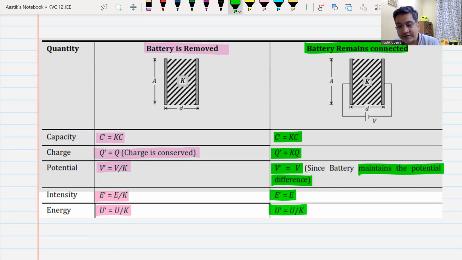Since the voltage remains the same and C becomes K times, the energy becomes K times. The formula was written wrongly earlier. Do we understand this? Everyone has understood the two processes? Yes, sir. Now I will give you 2 minutes to note them down. If you don't understand anything, please ask.